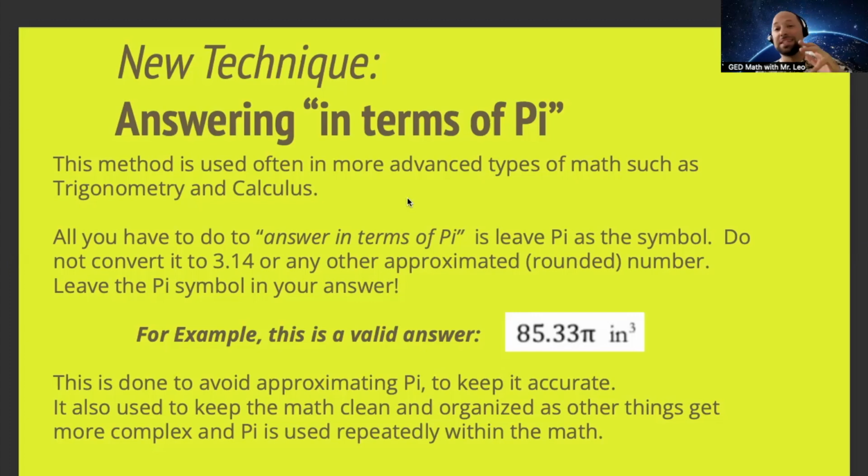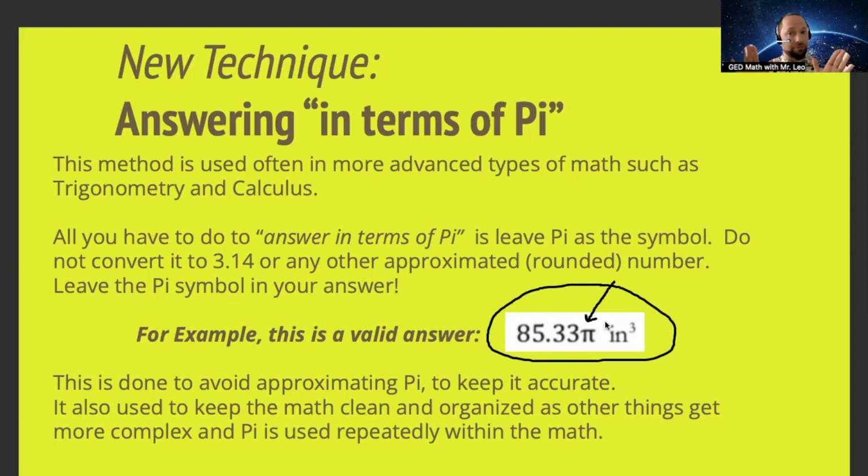It actually makes things easier. Don't use 3.14. Just leave the symbol there. For example, this is a valid answer. 85.33 pi inches cubed. That could be a good answer. You notice that pi is sitting here in the answer. This is not considered incomplete. This is what they want sometimes. If you wanted to calculate this fully, you would have to take that 85.33 and multiply it with 3.14, and you would get the true answer.